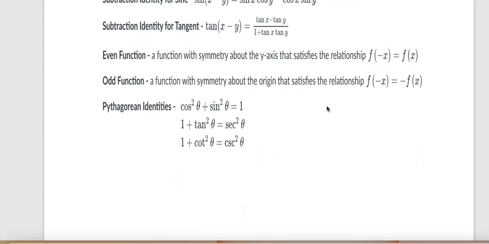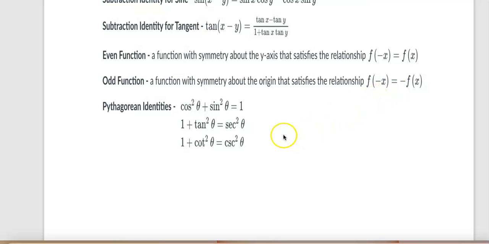Now next is our even function. We have learnt about even and odd functions in the previous sessions also. Even function, a function with symmetry around the y-axis that satisfies a relation f of negative x is equal to f of x. Those functions are called even function. Odd functions are functions with symmetry about the origin that satisfies the relationship f of negative x is equal to negative f of x. Those are known as odd function.